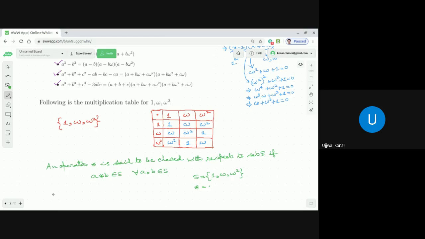We also say in a different way that the operator is closed with respect to the set S. It is also known as the closure property. Dear students, whenever we discuss functions in detail, we will see this come into the picture.